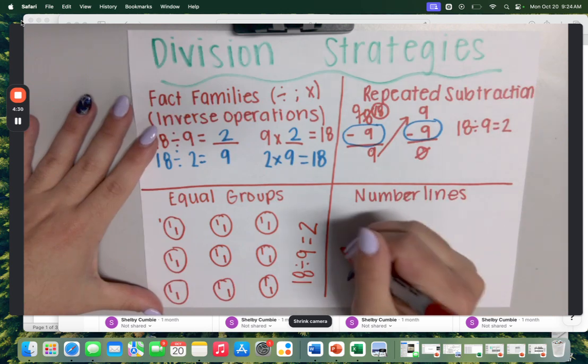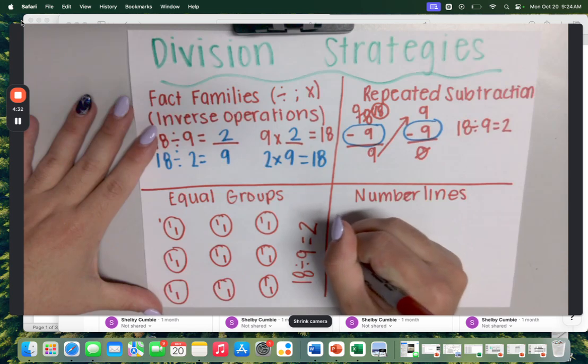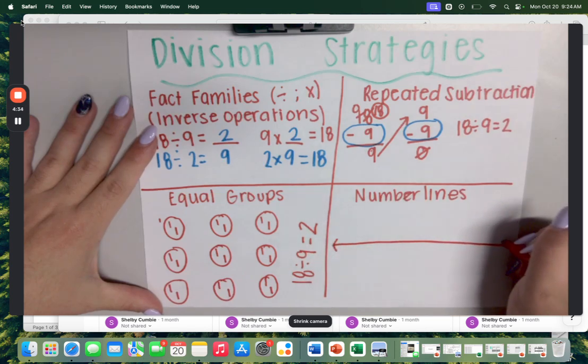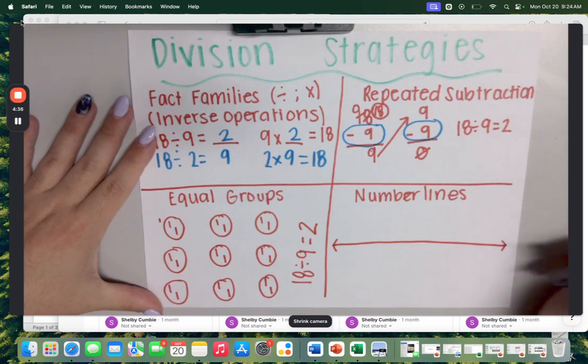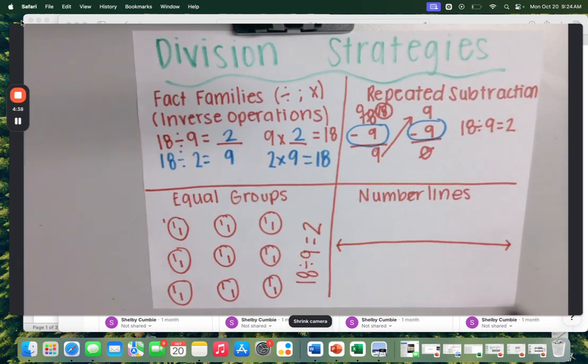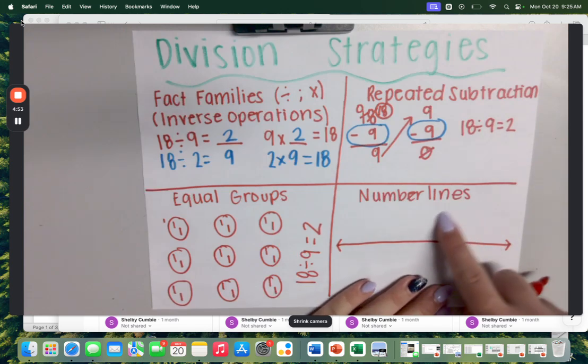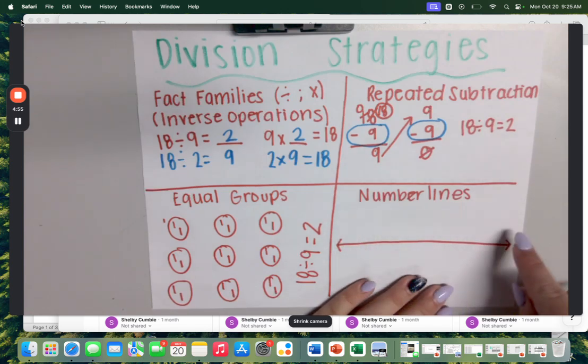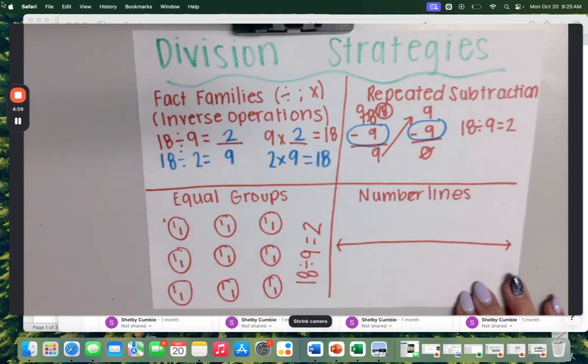And then the last one is the number line. This number line is going to have to go backwards because subtraction and division are linked together. So they are going to have similar directions. Just like in a subtraction number line, you would hop backwards. In a division number line, you're also going to hop backwards.